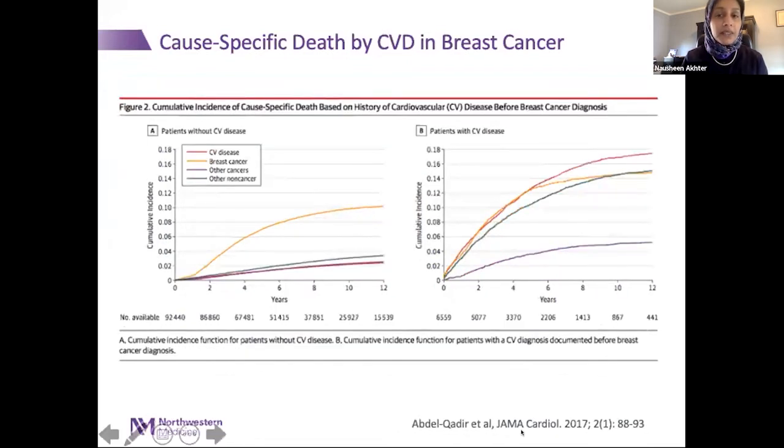Prior cardiovascular disease also matters. We see again here in panel B that those patients with pre-existing cardiovascular disease who survived their breast cancer by greater than 5 years will more likely die of cardiovascular disease. Again, the red line.